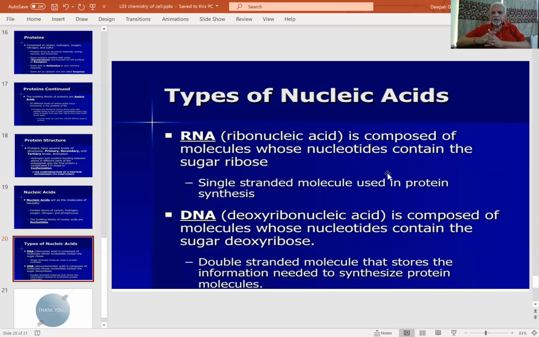To conclude this part, what I have tried to tell you is what the living cell, which is the unit of life, is made up of. Basically, the living cell is made up of inorganic and organic components. In organic, you have four macromolecules: carbohydrates, lipids, proteins, and nucleic acid.